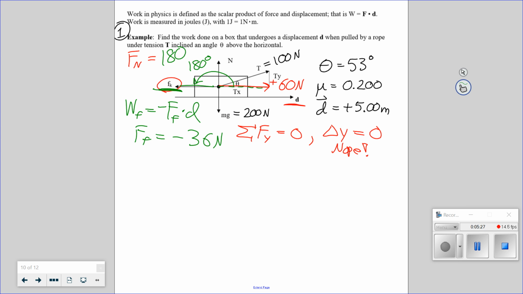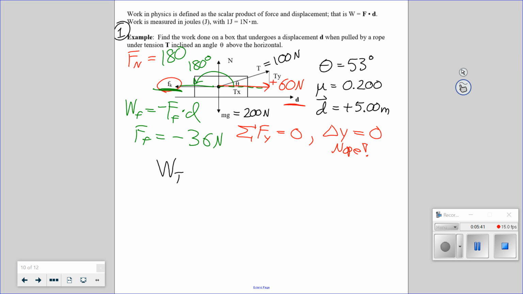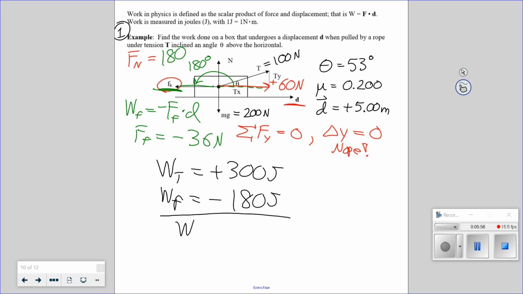We could dive into kinematic stuff. But what you can also do is just, distance is displacement, or distance is plus 5. So you can say, here's my work done by the tension. 60 times 5, it's plus 300 joules. And here's my work done by friction, and it's minus 180 joules. So my total work done, and in an energy question, maybe that's it, is 120 joules. That's the work done on the box.